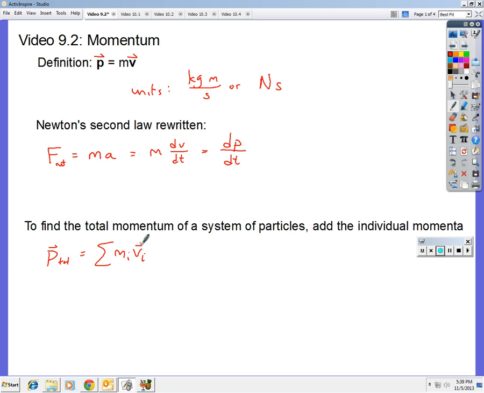Now you may recognize that sum of mi times vi from the last slide of video 9.1, because we said that the velocity of the center of mass was equal to that sum divided by the sum of the masses. So what we can say is that P total equals the velocity of the center of mass times the total mass. And that is quite convenient.